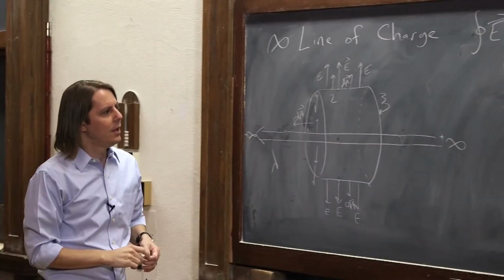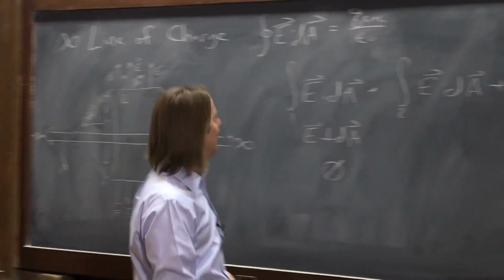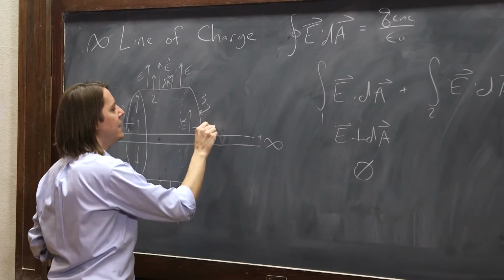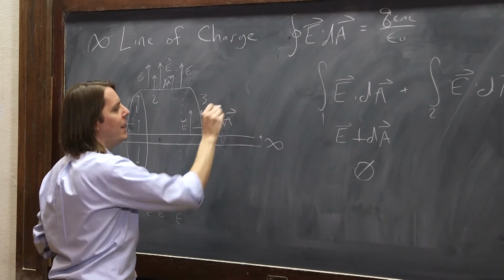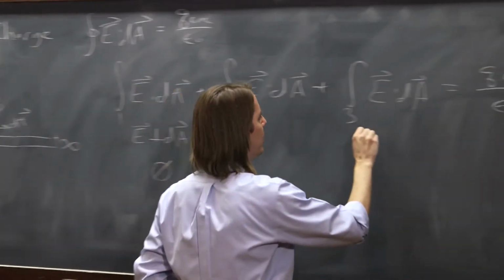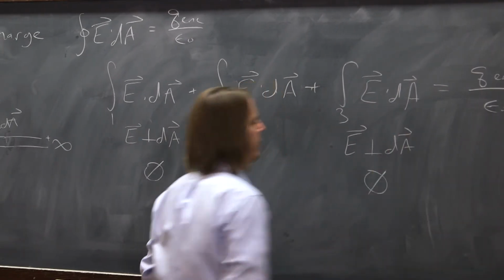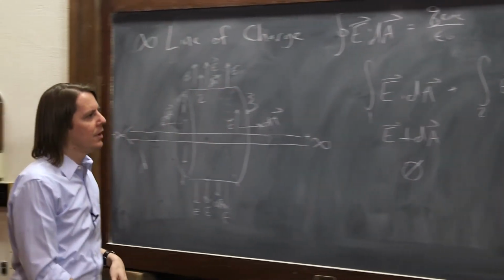Okay? 3, let's jump over to 3, will be the same thing. E will always point up. dA will always point out. So this one is also going to be 0. E is always going to be perpendicular to dA. So that one's 0. Okay.